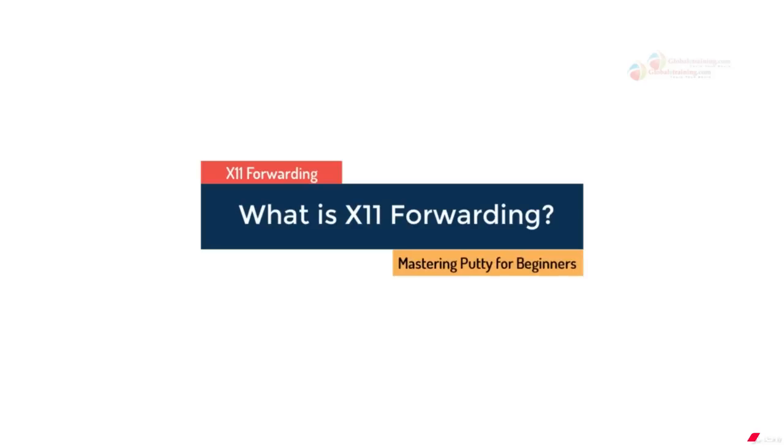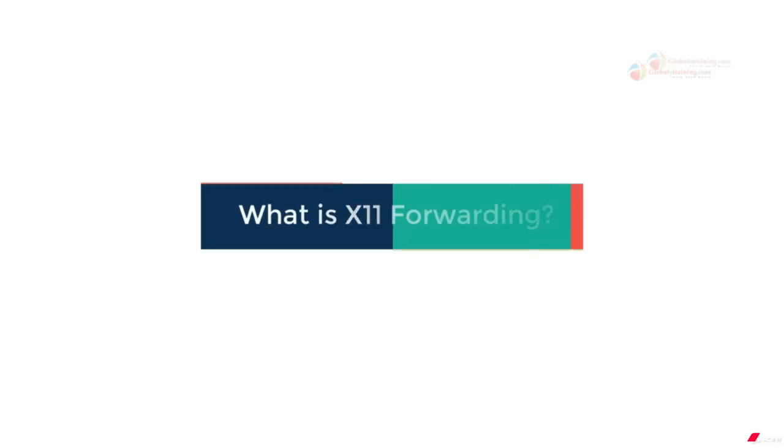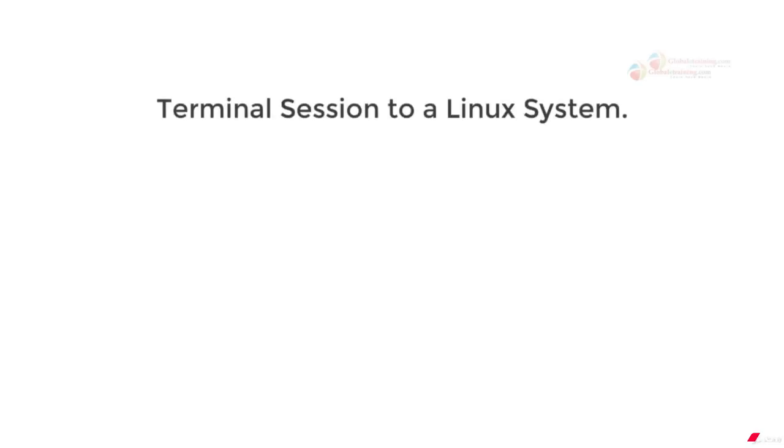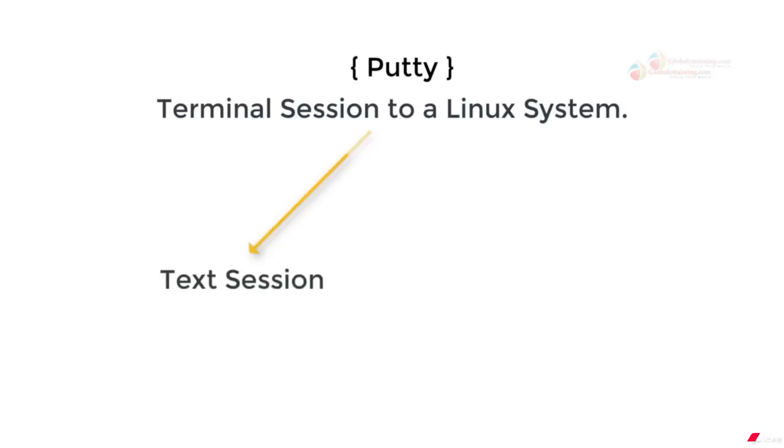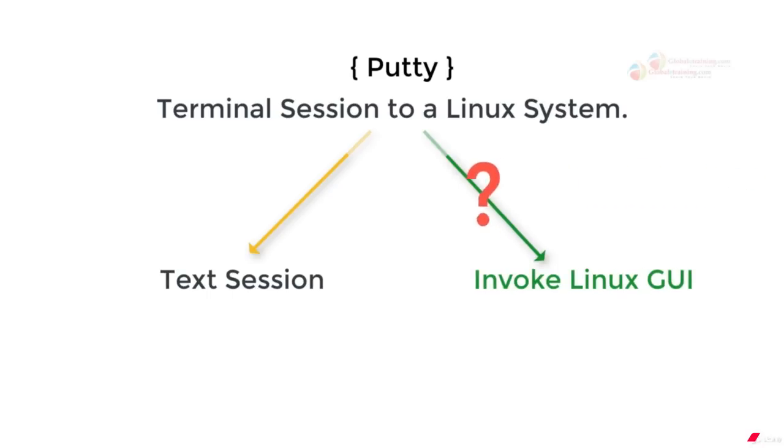Hello everyone, welcome back. So, what is X11 forwarding? Well, that's the topic of this video. So far, we were using PuTTY to open a terminal session to a remote Linux machine. As you have seen, it was a text-based session. There were no graphics. What if we want to access the GUI application running on the Linux machine? How do we access them? Can we make them appear on the machine where we have PuTTY? This is where X11 forwarding comes to our rescue.